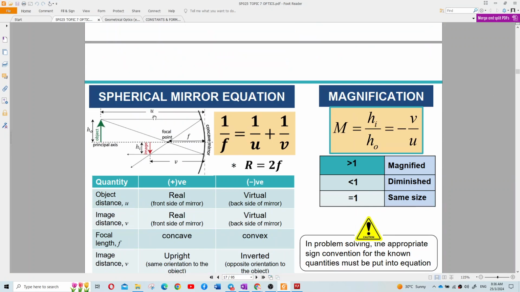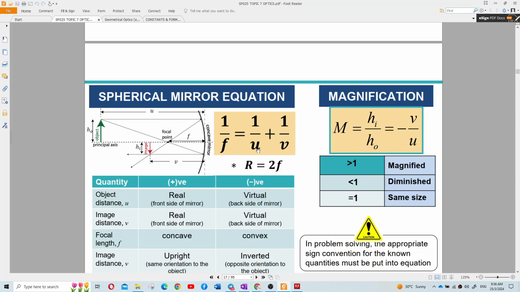See? For mirror also use the same formula: 1 over f equal to 1 over u plus 1 over v. Same. But only the radius. To find the focal length, r equal to 2f. This one cannot be used for mirror. This one can only be used for mirror. This one cannot be used for lens.